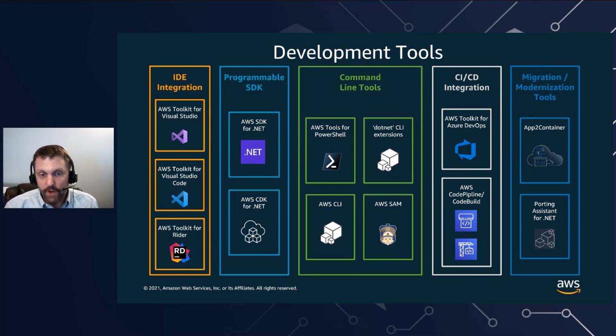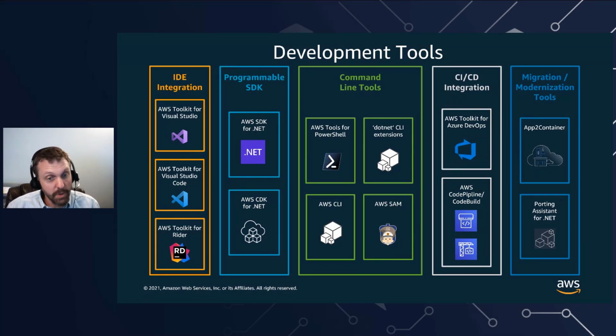Then AWS offers a number of command line tools for developers. This includes the standard AWS command line interface, PowerShell commandlets, and the .NET CLI extensions. And we even have serverless application model tools and many others. These tools allow developers to access, provision, and manipulate AWS resources from the command line, as well as providing a mechanism to incorporate AWS-related build and deploy tasks in their existing pipelines.